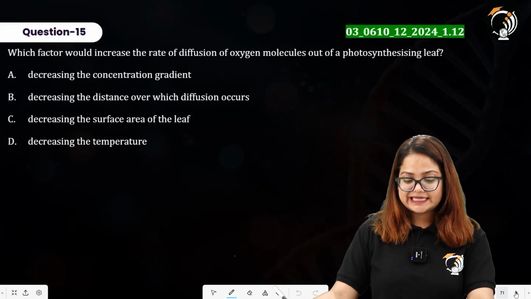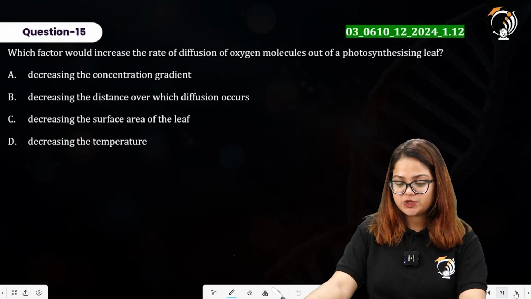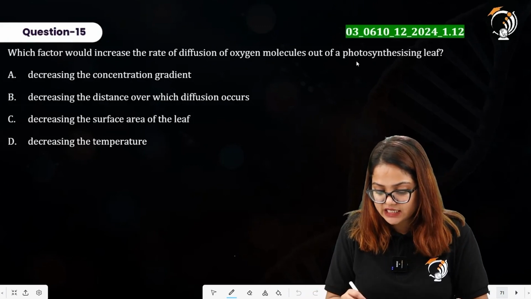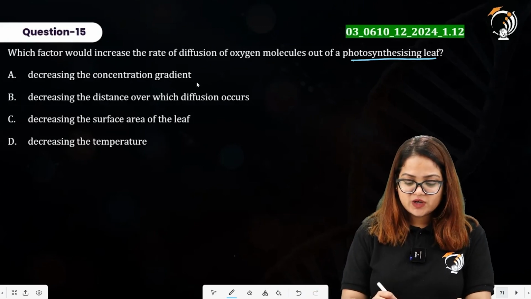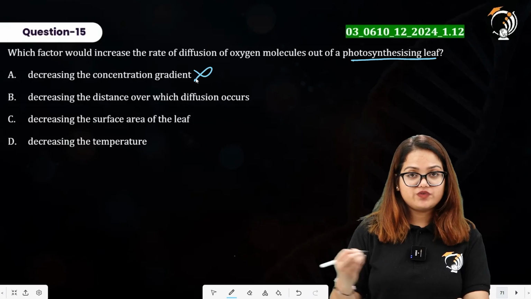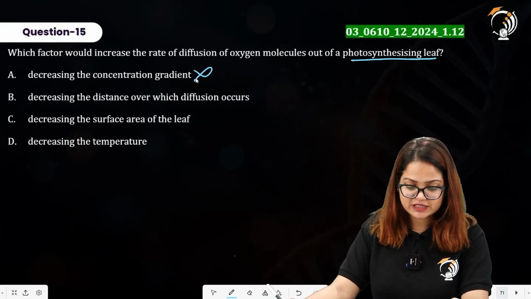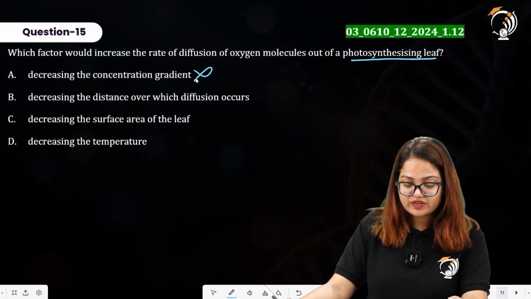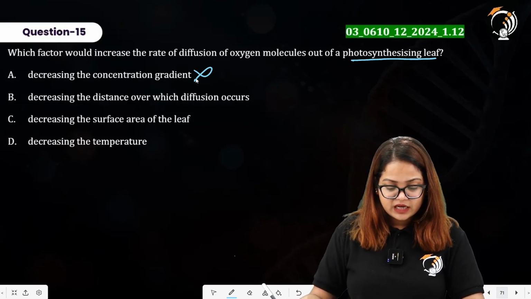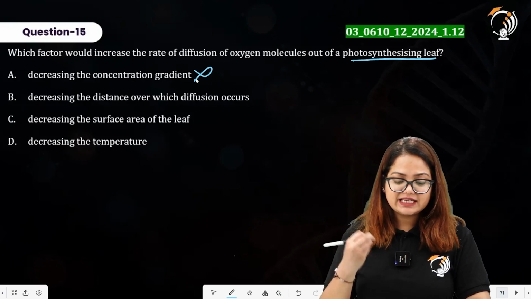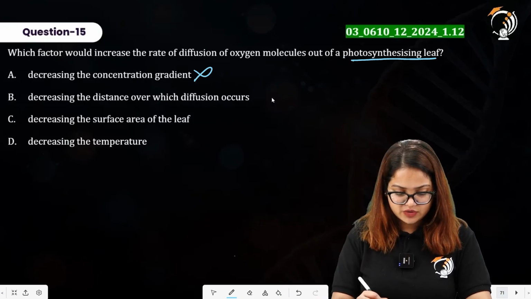Which factor would increase the rate of diffusion of oxygen molecules out of a photosynthesizing leaf? Decreasing the concentration gradient will decrease the rate of diffusion of oxygen molecules. Decreasing the distance over which the diffusion occurs will increase the rate of diffusion.